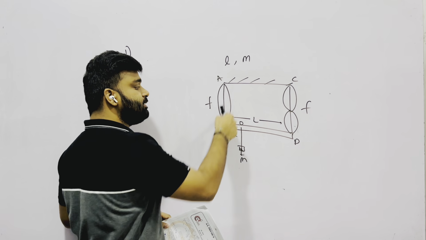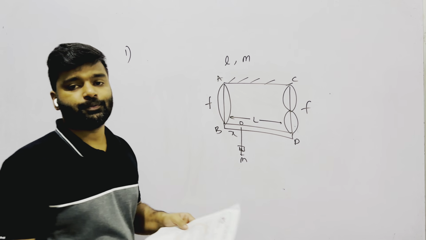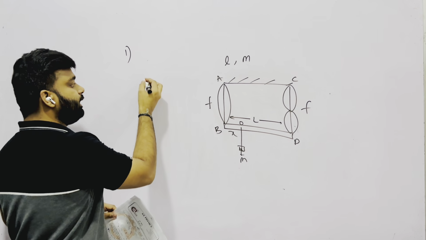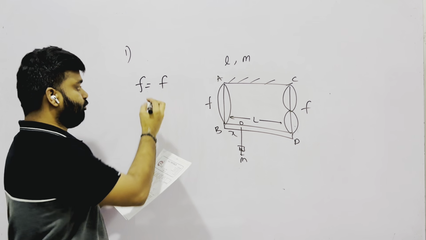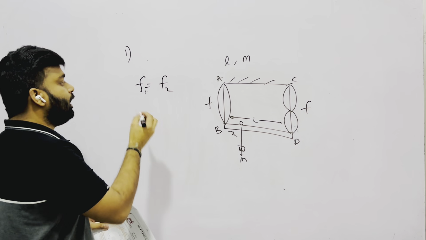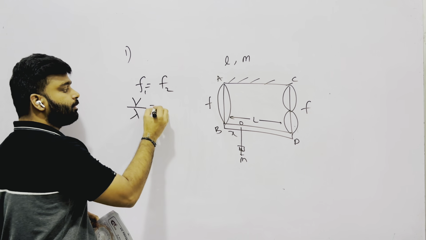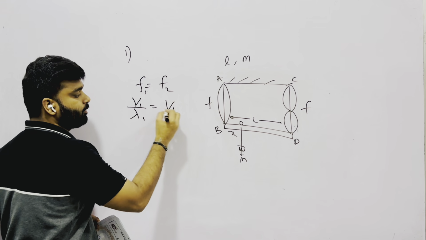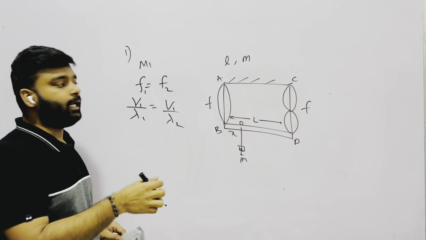First harmonic means there will be one loop, and second harmonic means there will be two loops. The data is given that the frequencies are the same, therefore we can equate the frequencies. F1 is equal to F2. Frequency can be written as velocity over wavelength. It's a proper method. We'll do the shortcut later.